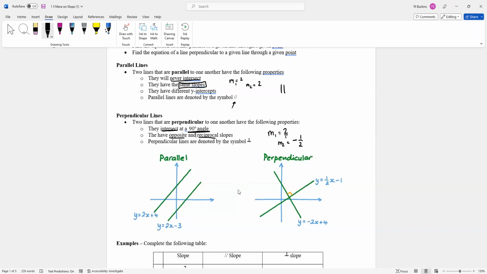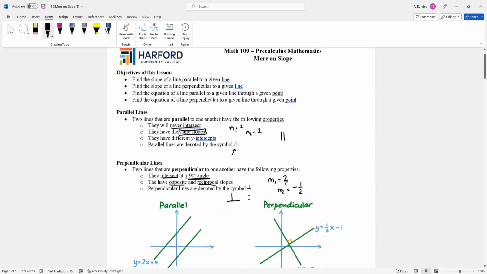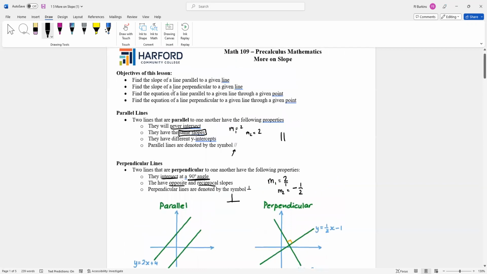Okay. And the symbol that we use for perpendicular lines looks like this. And that's just to denote, right, that they intersect at 90 degrees. Okay. So what we would like to do here is we would like to be given a slope and a point to find lines that are parallel to the previous or find lines that are perpendicular to. Okay.